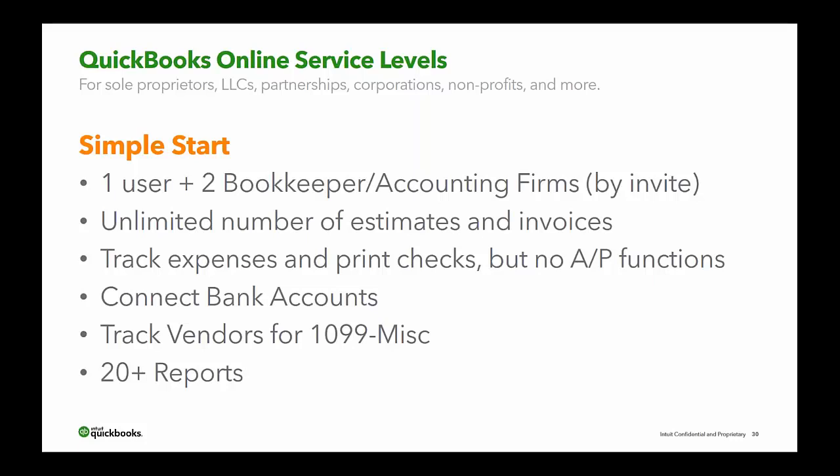There's an unlimited number of estimates and invoices that your client can create. You can track expenses and print checks. However, there is no AP function. They can't create bills. They can connect to their bank accounts. They can track vendors for 1099 miscellaneous. This just came out recently. And there's about 20 or so reports available for them to access, including General Ledger. So this is the smallest version of QuickBooks Online.